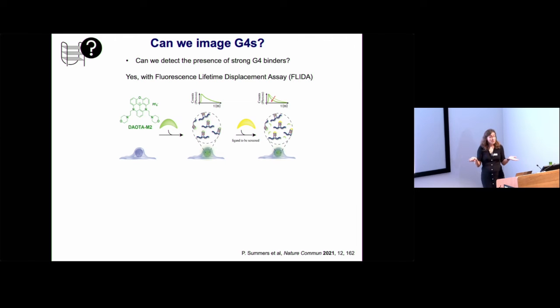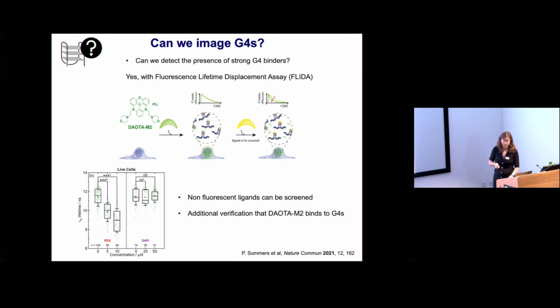So you might say, what use is this? Well, what if we affect our cells in some way? So for example, if we add a ligand to be screened, remember quadruplexes could be potentially interesting therapeutic targets, including for cancer. So if the ligand is a strong binder, and if its concentration is high enough, it will displace our delta M2, and we'll see a reduction in lifetime. And that's exactly what we see here.